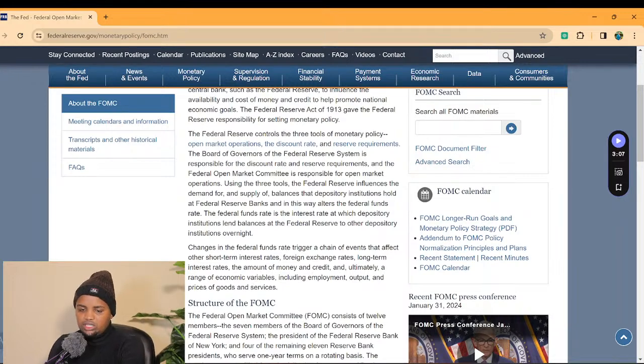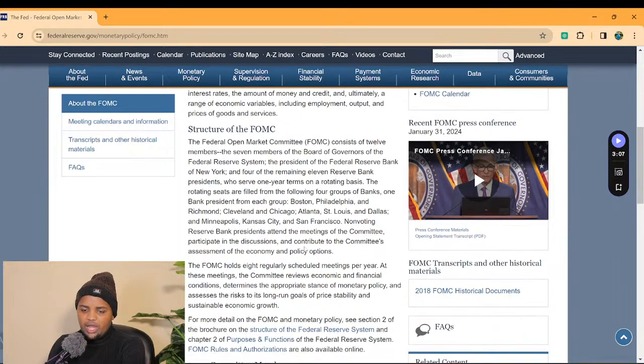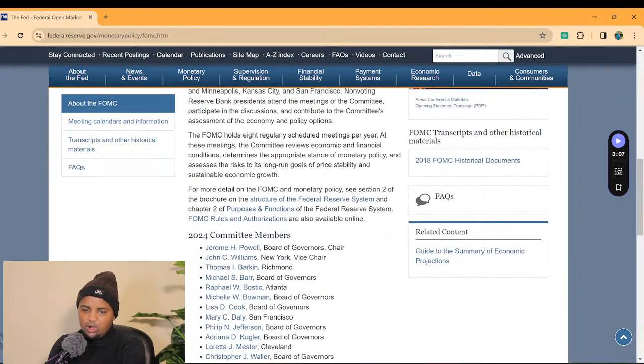The committee consists of 12 members: the 7 members of the Board of Governors of the Federal Reserve System, the president of the Federal Reserve Bank of New York, and 4 of the remaining 11 Reserve Bank presidents, who serve one-year terms on a rotating basis. So this is where it explains who these people are.